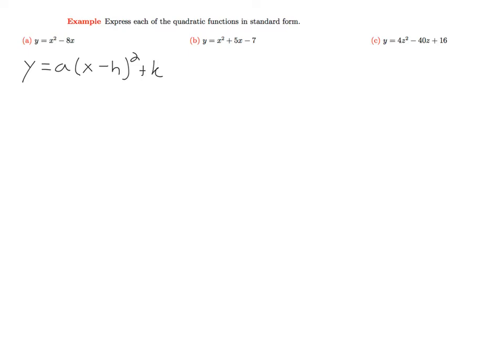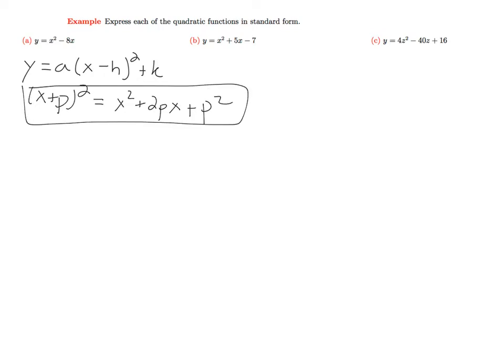The key to putting an expression in vertex form is recognizing a quadratic expression that is a perfect square, something of the form (x plus p) squared. If we expand a perfect square, we get x squared plus 2px plus p squared. So when we have an expression of this form, that means we have a perfect square.